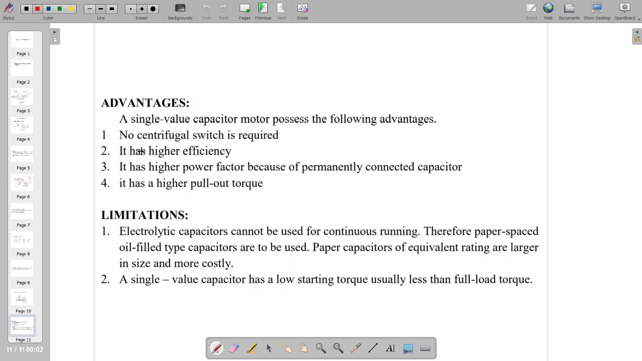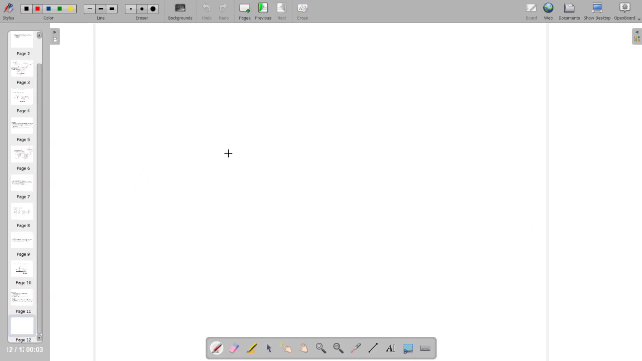It has some limitations. An electrolytic type of capacitor cannot be used for continuous running. Therefore, paper spaced oil filled type capacitors are used. Paper capacitors of equivalent rating are large in size and more costly. So this is the first limitation. The second limitation is that it has low starting torque, usually less than the full load torque. Thank you. With this we have finished the single phase induction motors.